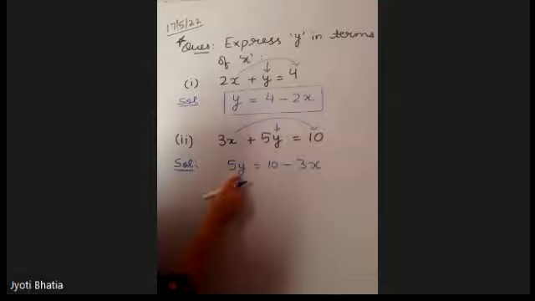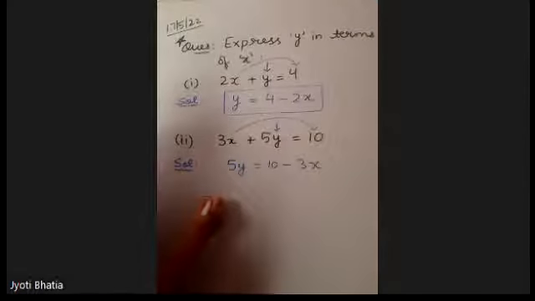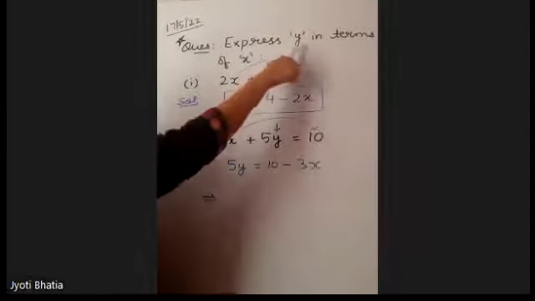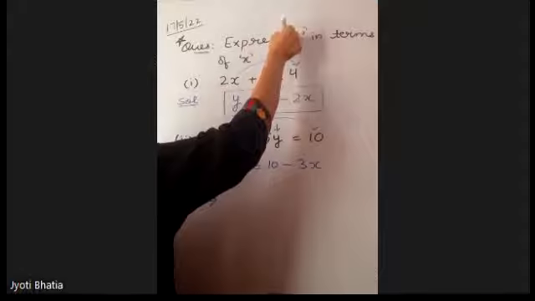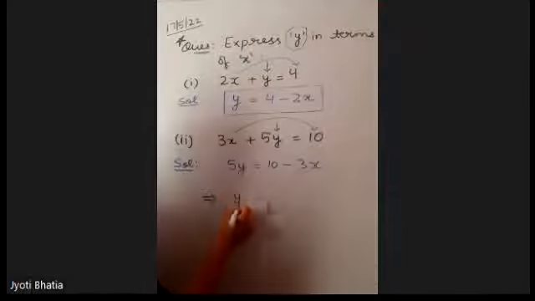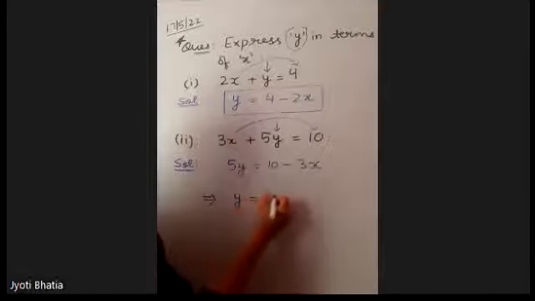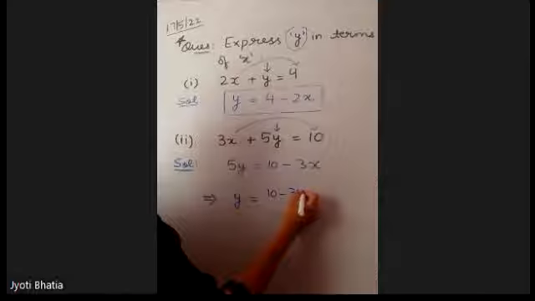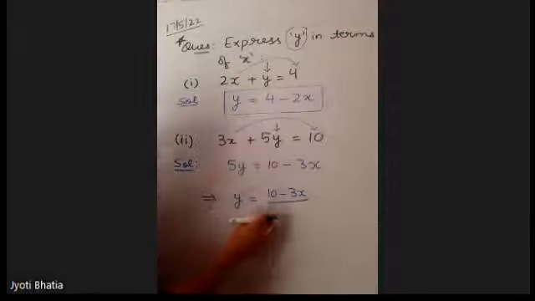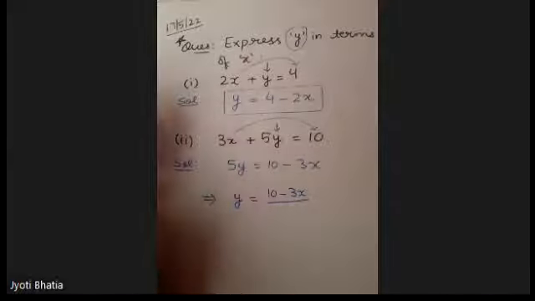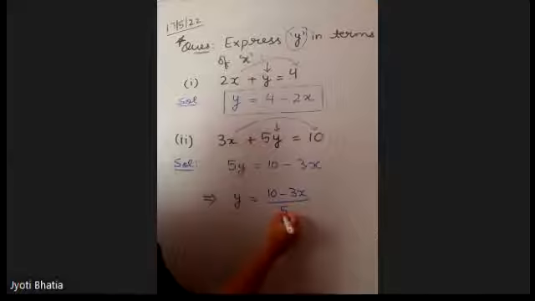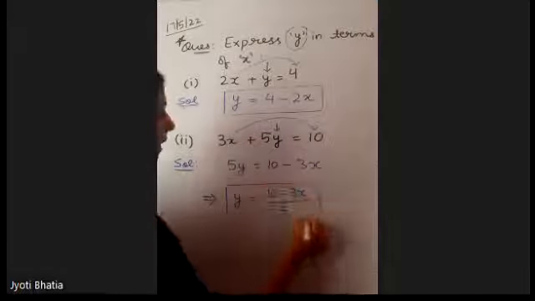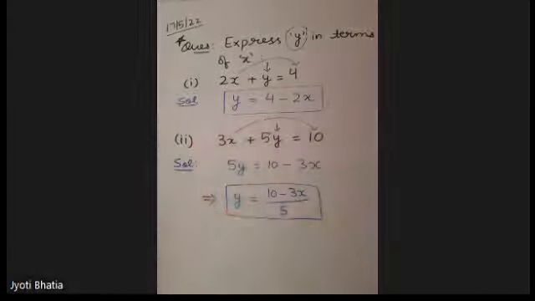Now, do we need y or do we need 5y? Ma'am, y. So y will be 10 minus 3x upon 5. So, this is how we express y in terms of x. Okay?